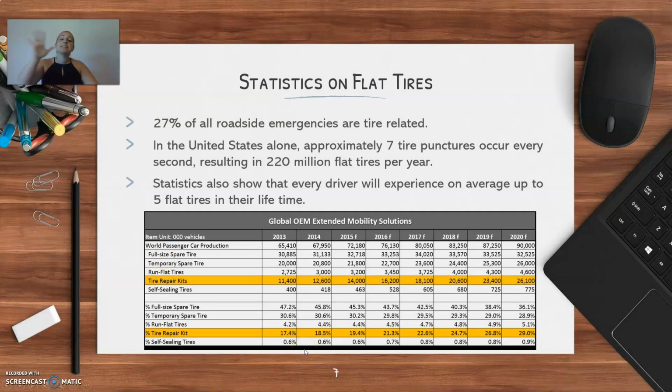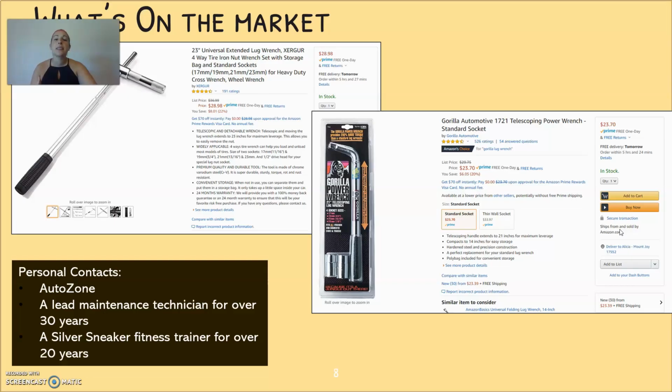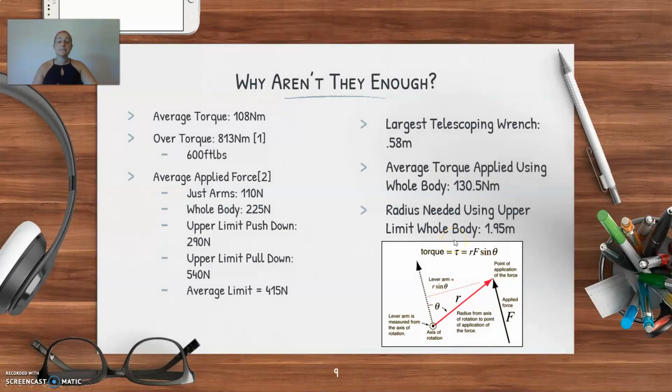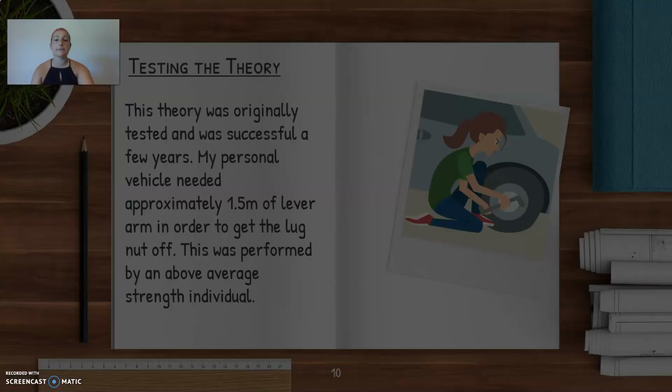So here's some statistics that I had. So some of that background research information. What is on the market now, which is one of the things that the students are going to have to look at. And then ultimately, here is where I applied the physics. So how much torque is needed for an average flat tire? What happens if it is over torqued? And here's all the math that would need to go into, hey, how can we solve this problem? So here's the physics, here's the math being applied.